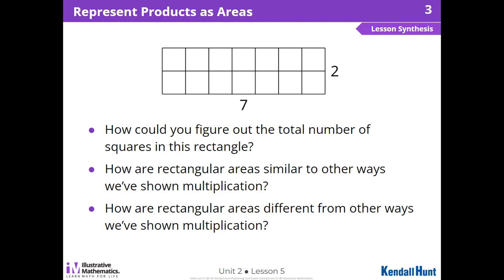Okay, how could you figure out the total number of squares in this rectangle? They can easily just multiply the two sides. They can say this is 7 times 2 and just write the expression. If you ask them to write expressions, they will write it. How is rectangular area similar to the other ways we have shown multiplication? They can just count. How is rectangular area different from the other ways we have shown multiplication?